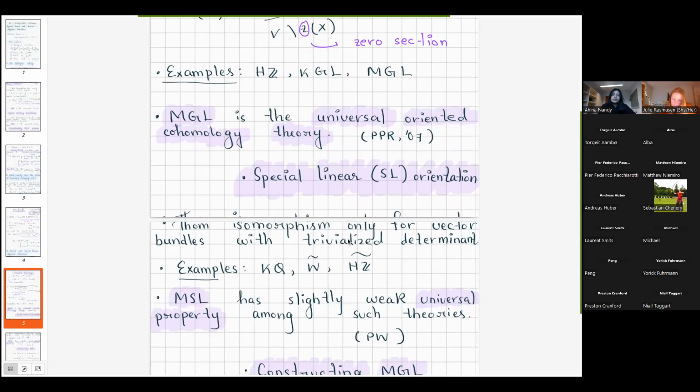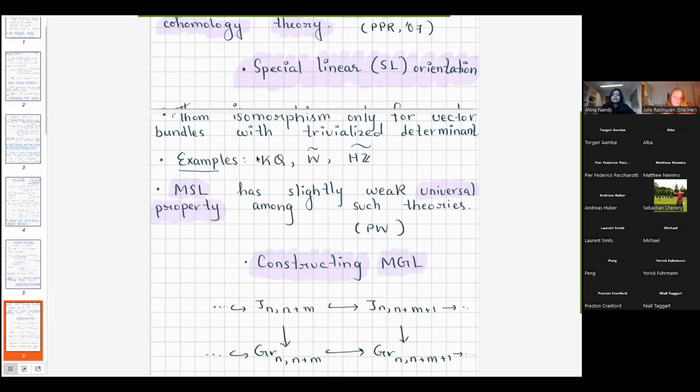And in this context, this special linear orientation is a little bit more interesting because there are a lot of very interesting theories which are not oriented, but they have special linear orientation. That means we do not have Thom isomorphism for all vector bundles, but we have Thom isomorphism for the vector bundles with trivialized determinant bundle. Such examples would be the so-called quadratic refinements of the classical theories. That means Milnor-Witt motivic cohomology, derived Witt theory, Hermitian K-theory, whatever these are. The point is, all of these are not oriented, but they have this special linear orientation.